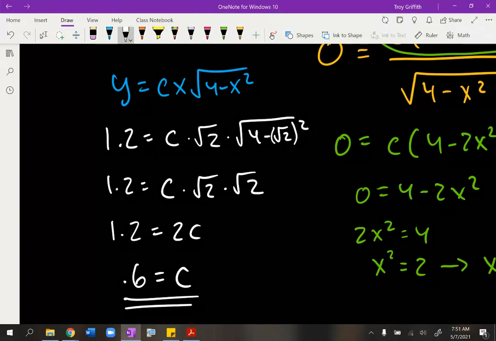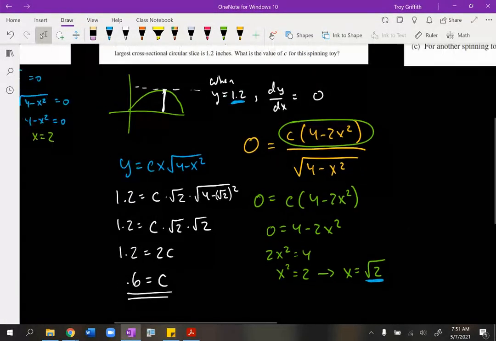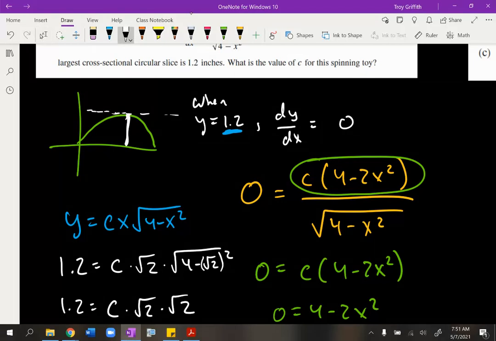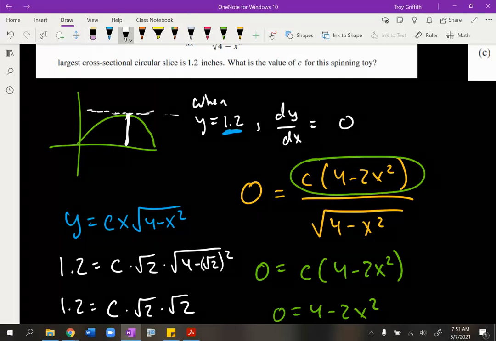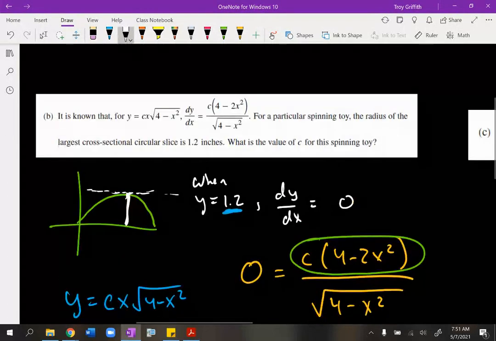Okay, fairly confusing question right there with a lot of different connecting parts. But if we understand this idea of the derivative having to be 0 wherever that largest cross-sectional radius is at, then we can kind of work our way through the problem from there.